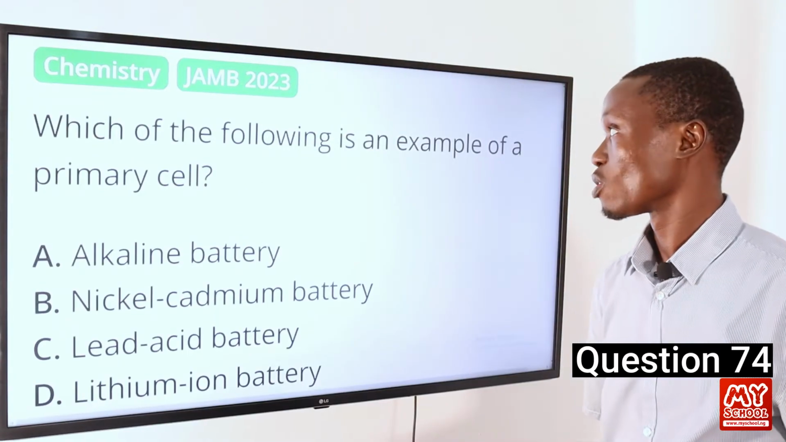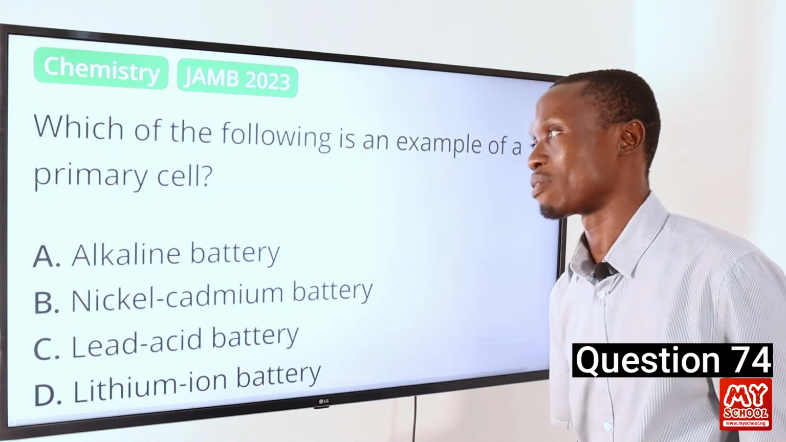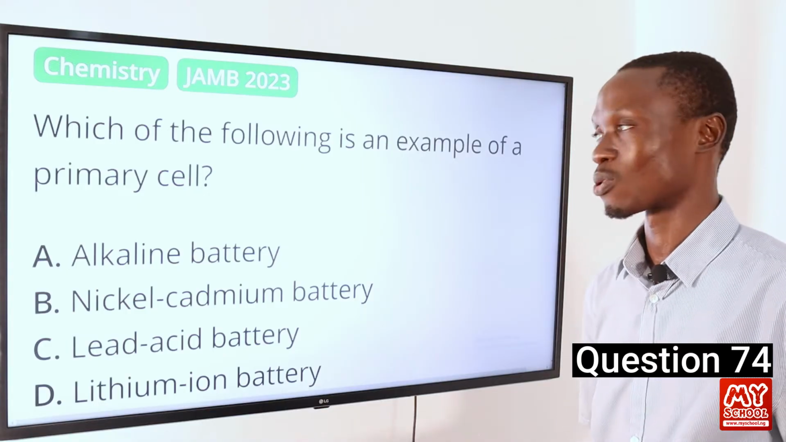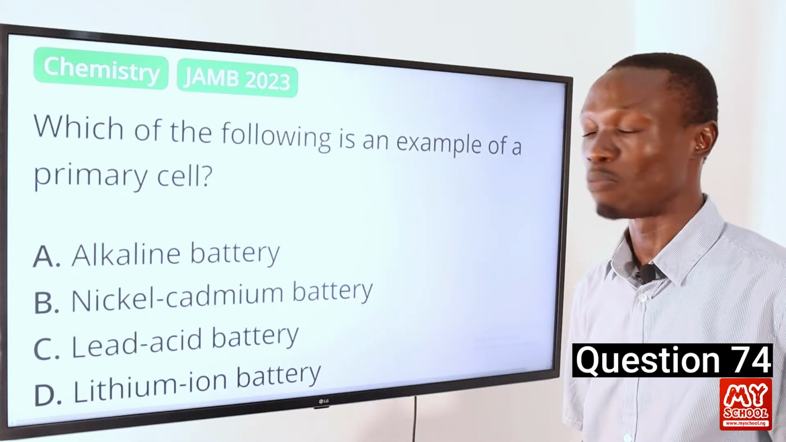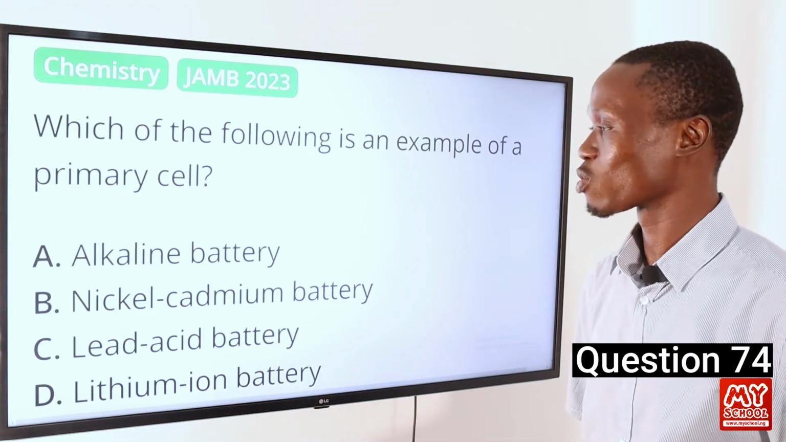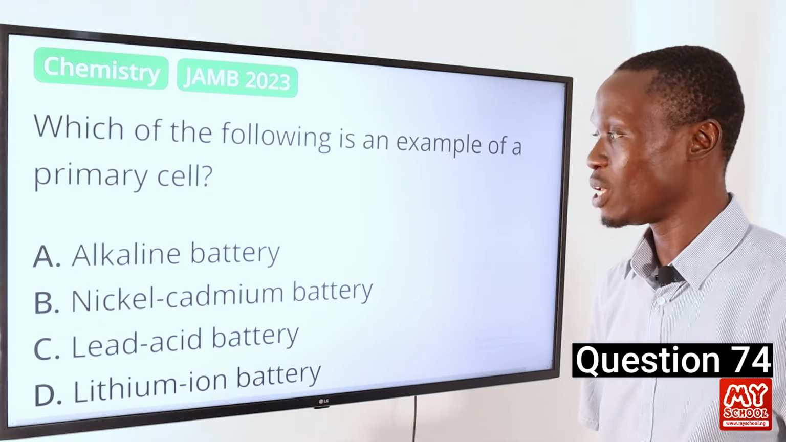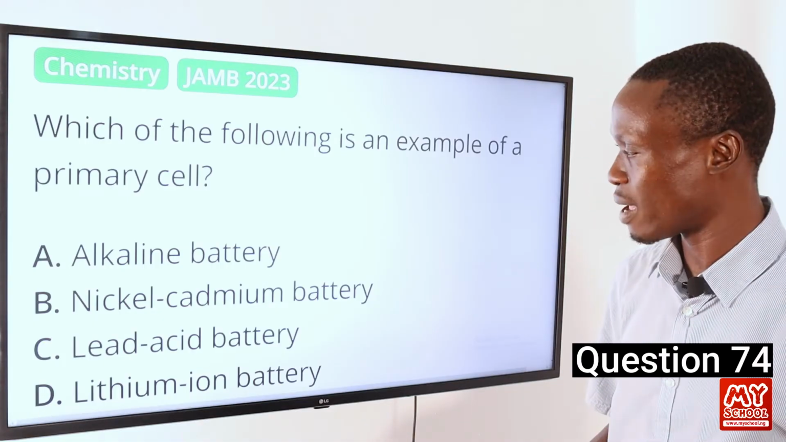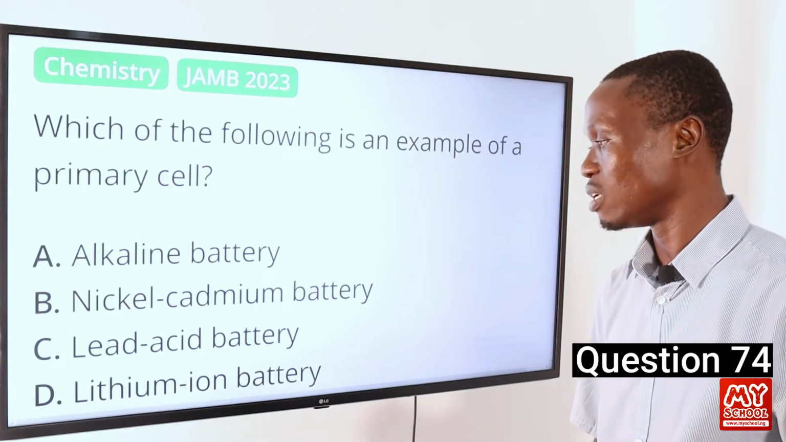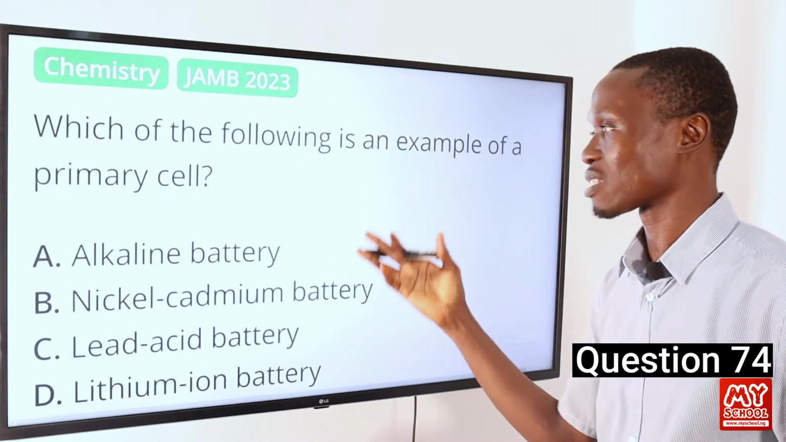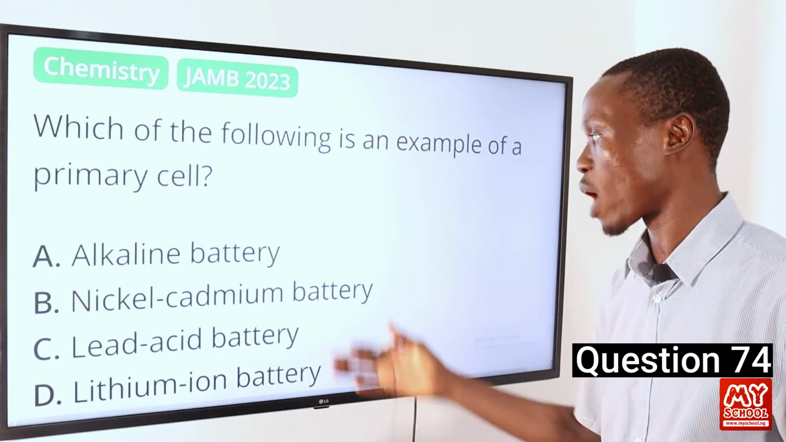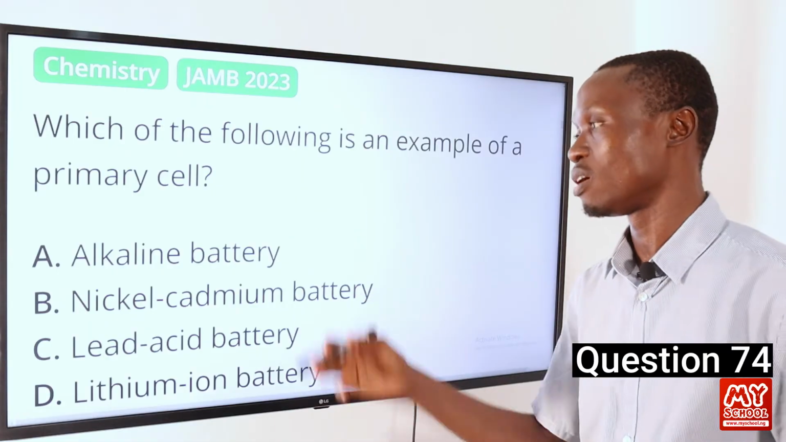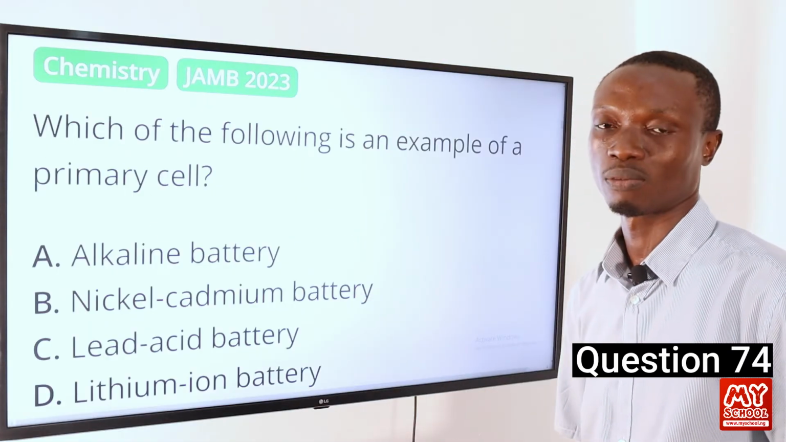Question 74. Which of the following is an example of a primary cell? So what are primary cells? Primary cells are non-rechargeable cells. Once the chemical energy stored in them is used up, that is their end. So A, we have alkaline battery. B, we have nickel cadmium battery. While C, we have lead acid battery. And D, we have lithium ion battery. So the answer to this question is alkaline battery, while all the rest are examples of secondary cells. So option A is the correct option, alkaline battery.